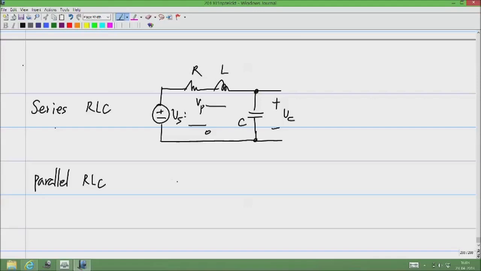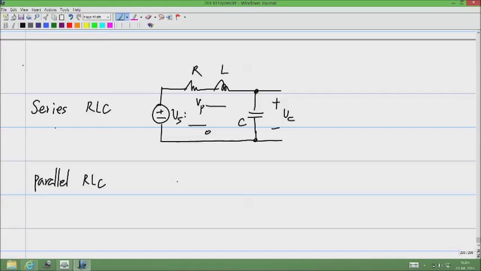A series RLC circuit looks like this, and I have nulled the source. The quality factor is given by 1 over R square root L by C. Now, if R tends to 0, the quality factor tends to infinity. And if R tends to 0 in the circuit, what we will have is only L and C in parallel with each other.